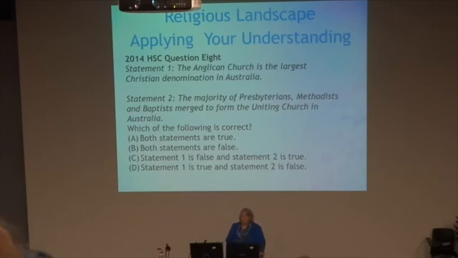So, statement 1, the Anglican Church is the largest Christian denomination in Australia. False, because it's Catholicism. The majority of Presbyterians, Methodists and Baptists merged to form the Uniting Church. False. So the answer is B. You just got 1 mark on the HSC, ladies and gentlemen. Well done.